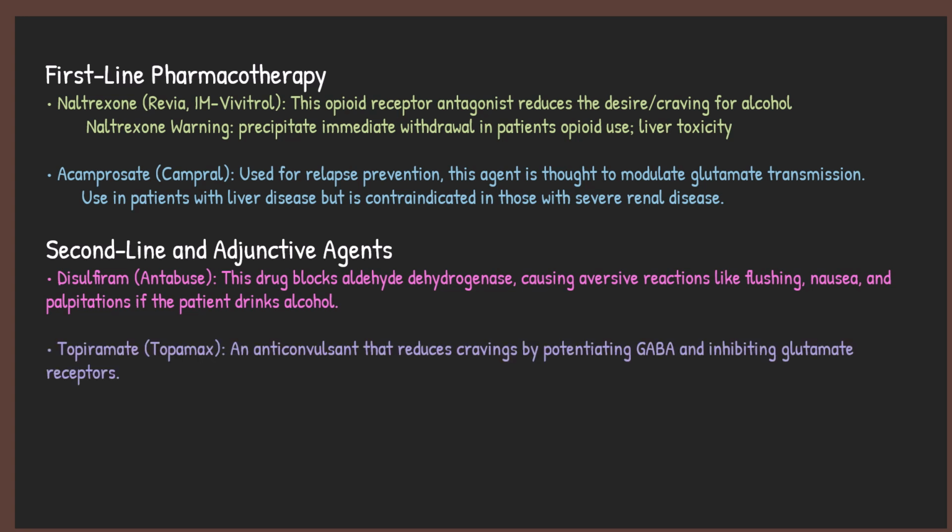Topiramate can also be used. It's an anticonvulsant that reduces cravings by potentiating GABA and inhibiting glutamate receptors. And then gabapentin, also great. It can be used to improve sleep, reduce anxiety, reduce cravings. It's also used in very mild alcohol withdrawal. So all these medications can be used, but the ones that you really want to be on the lookout for in exams are the naltrexone, acamprosate, and disulfiram.